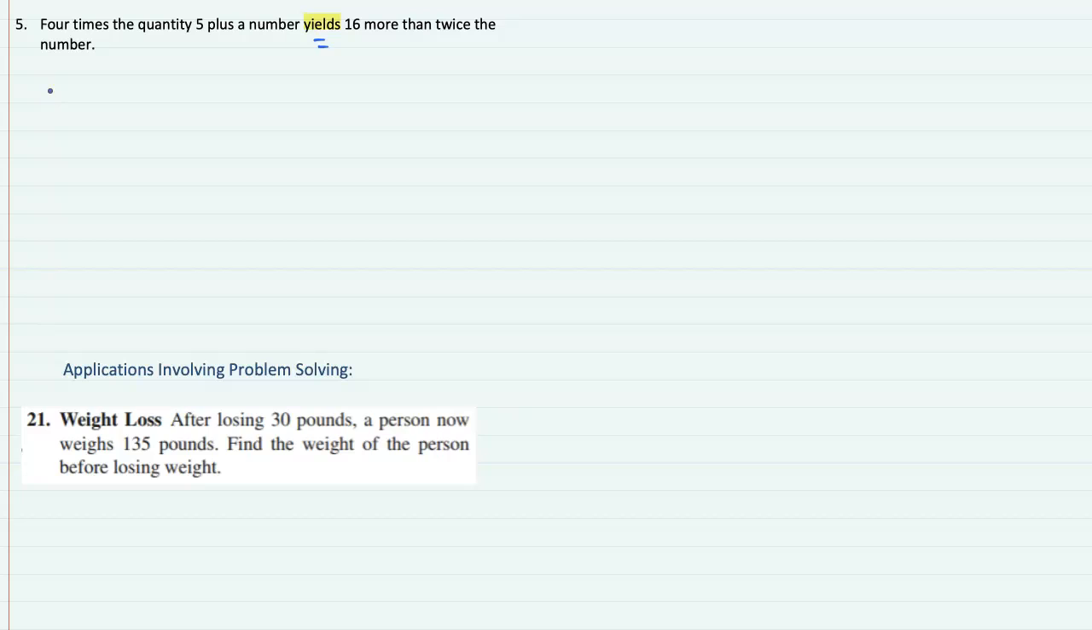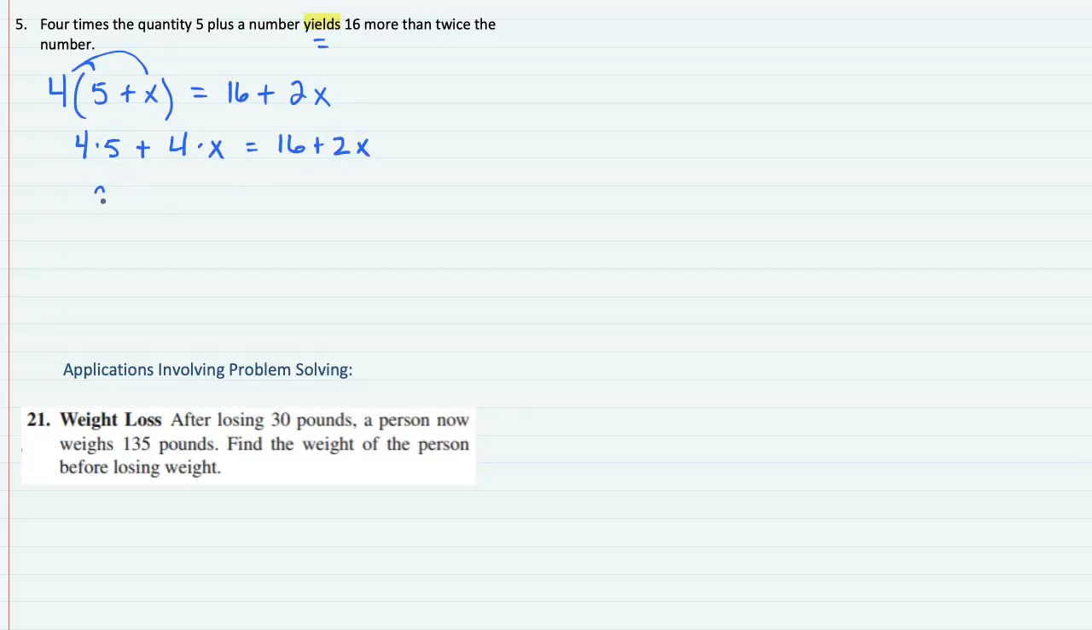4 times the quantity. So we've got 4 times the quantity, so I use a parenthesis. 5 plus a number yields 16 more, 16 plus, twice the number. So twice a number looks like that. So now we just need to work this out. So I'm going to distribute this 4 times the 5 and then the 4 times the x. So we get 4 times 5, and I'll write it out so you can see what I'm doing, plus 4 times x equals 16 plus 2x.